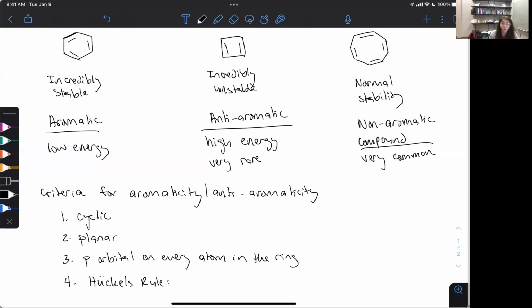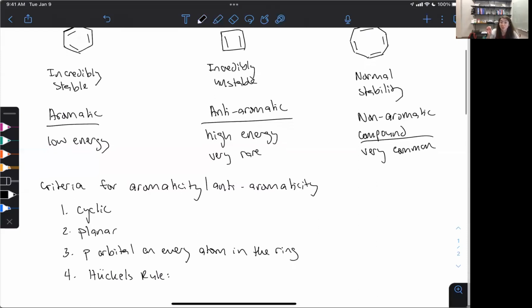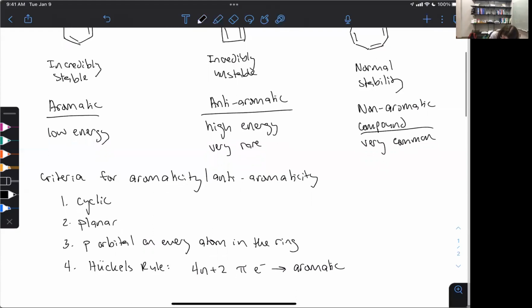Okay, so Huckel's rule says that if your number of pi electrons is equal to 4n plus 2, then you're going to be aromatic, if the first three criteria are true. If you only have 4n pi electrons, you're going to be anti-aromatic.